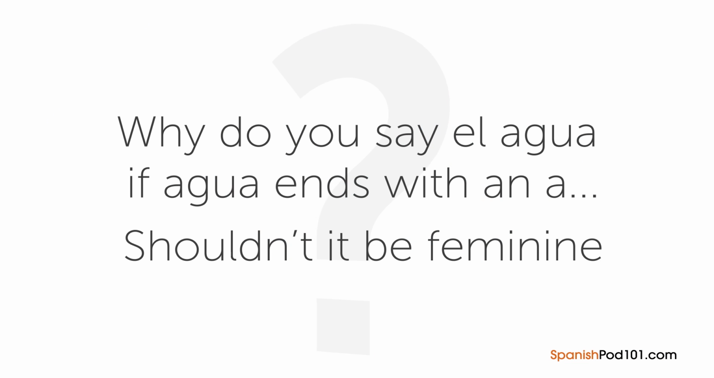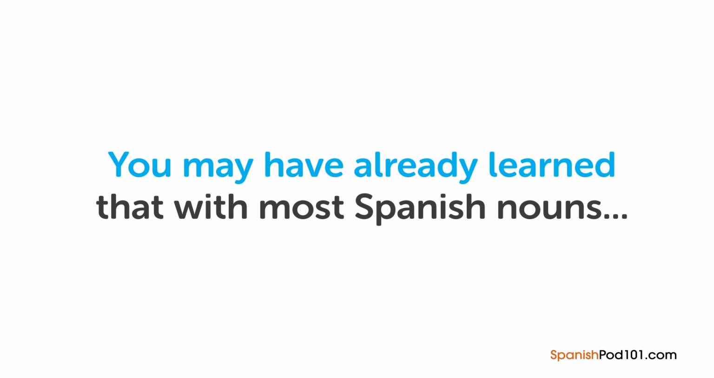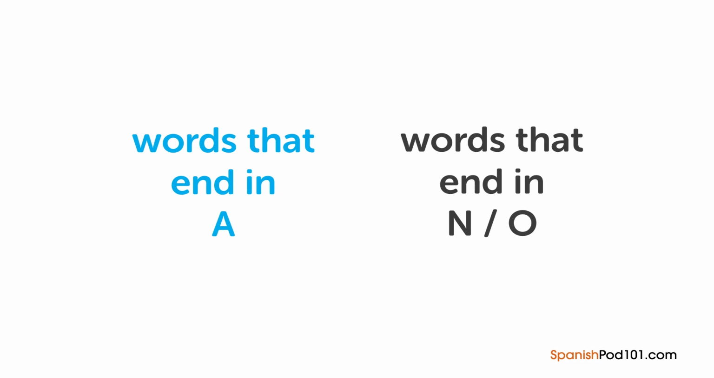The question for this lesson is, why do you say el agua if agua ends with an A? Shouldn't it be feminine? You may have already learned that with most Spanish nouns, words that end in A are usually feminine and words that end in N or O are usually masculine.